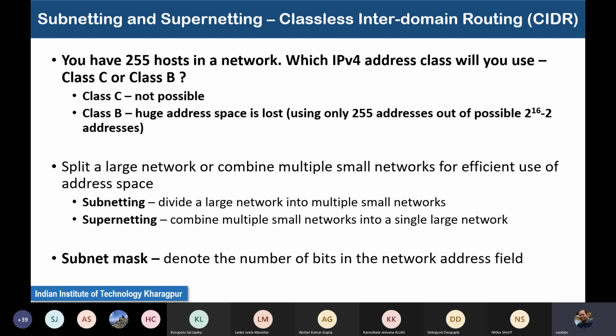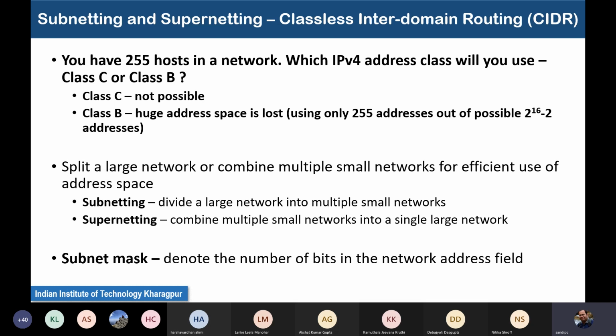If you have 255 hosts, class B. Why? Class C gives only 254 hosts. Right, very good. So that means class C is not possible, because in class C, for every network address, you can get at most 2 to the power 8 minus 2 hosts. That means 256 minus 2, which is 254 hosts. So class C is not possible. You need to go for class B.